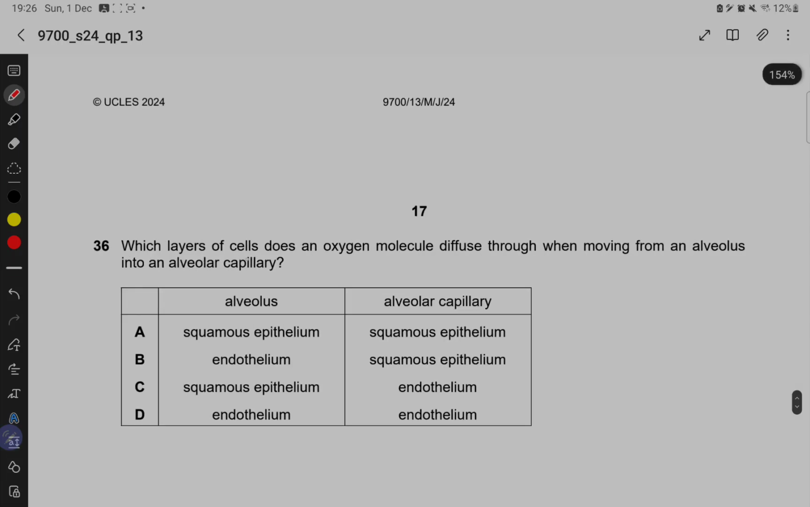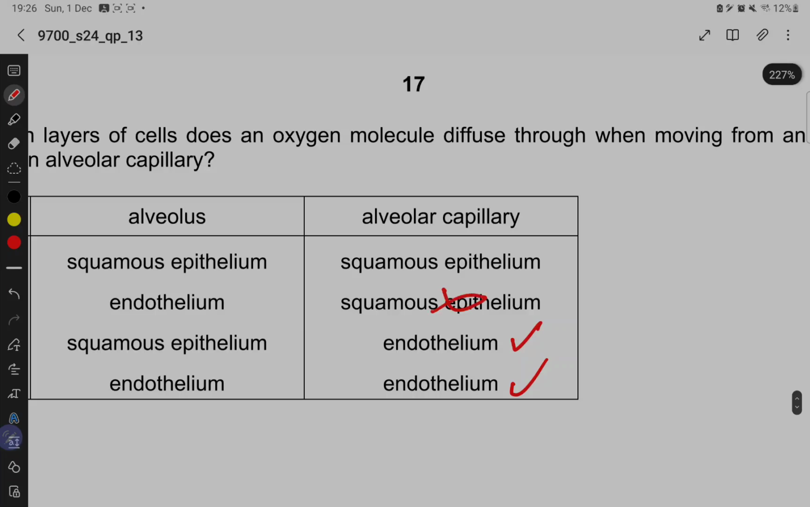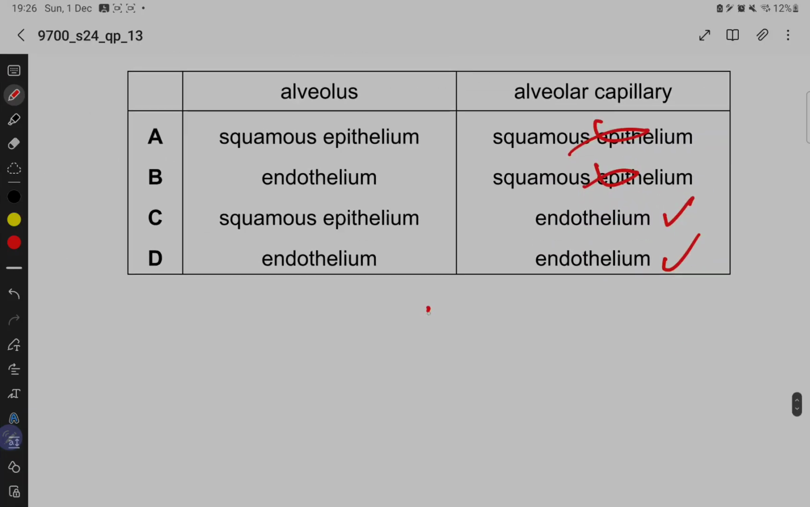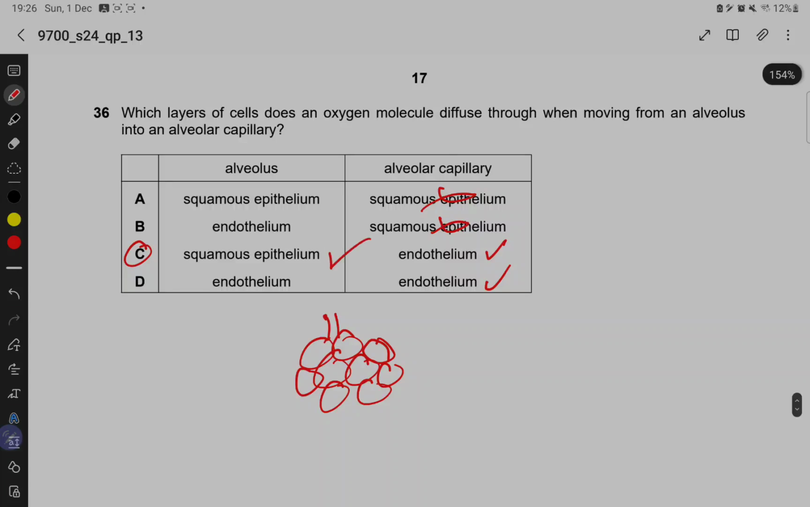Which layers of cells does an oxygen molecule diffuse through when moving from alveolus into an alveolar capillary? So capillary will have your one cell thick endothelium. An alveolus will have your big, the alveolus looks like this, right? Big, flat, squamous epithelium. Also by common sense, you kind of can't have two of the same. So D and A are already wrong.